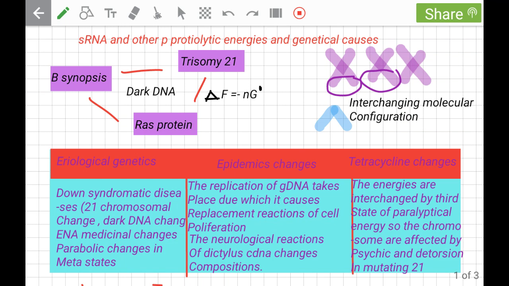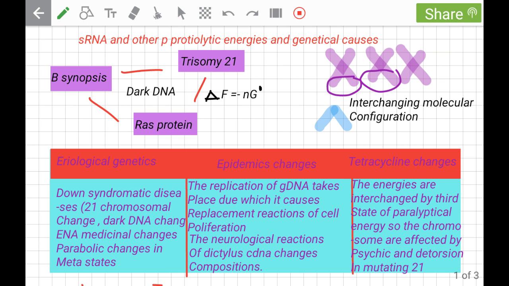So next we will move here the Eriological genetics and the epidemics changes and the tetracycline changes. So the Down syndromatical diseases are being caused by the affectation at the chromosome of 21 because of the controlation of the parabolical states in our body. The small molecules move to high energies. These energies, when affected, make epiblema.